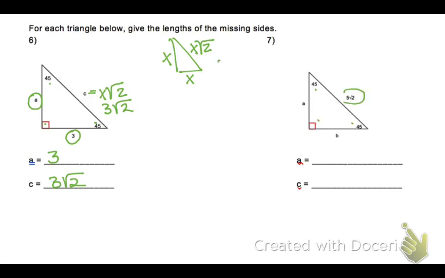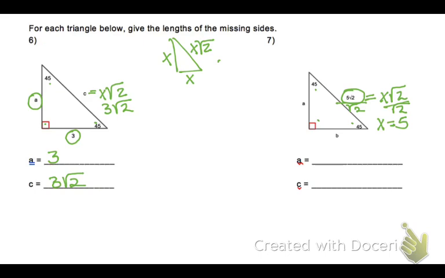Okay, number 7 is also 45, 45, 90, so we can use the same rule. And we're given the hypotenuse. Ooh, it's a little bit trickier, but not much. So we know that 5 times the square root of 2 is going to be equal to x times the square root of 2. Well, if 5 times the square root of 2 equals x times the square root of 2, you can go the long way: you divide both sides by the square root of 2, but you know that x is going to be equal to 5.